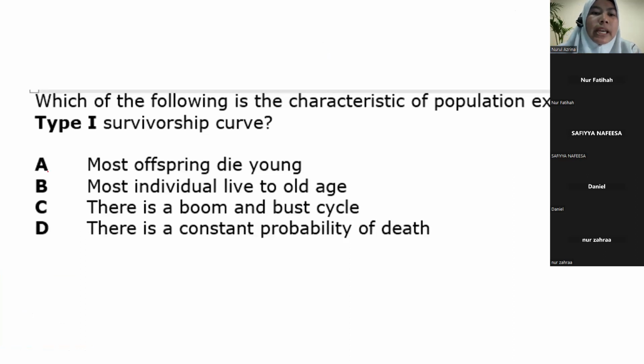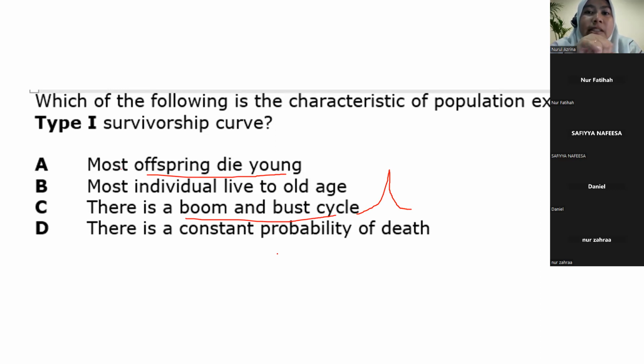Okay, now let's see why A is wrong. Most offspring die young. This one is referred to type 3 survivorship curve. Okay, there is a boom and bust cycle. So the boom and bust can happen related to type berapa? 1, 2, 3. Yes, type 3. Sebab type 3 ni juga related to R strategies.